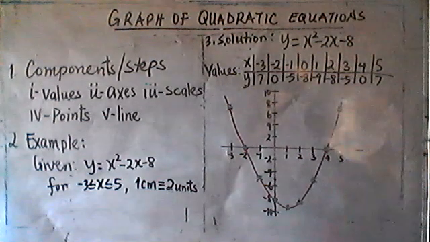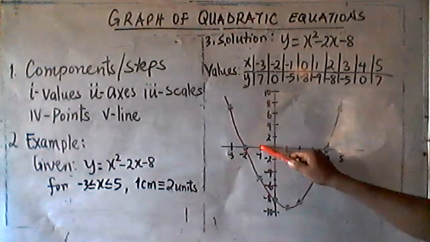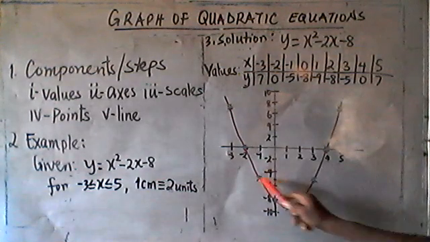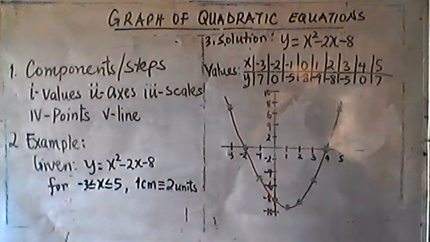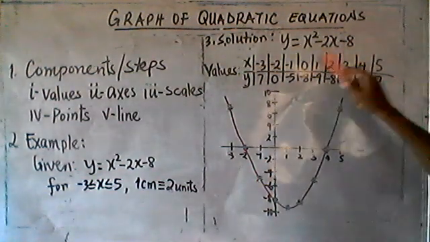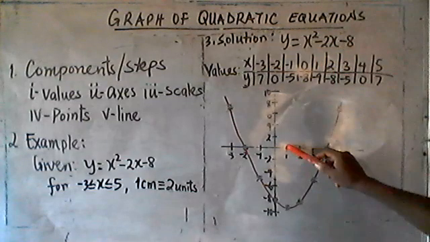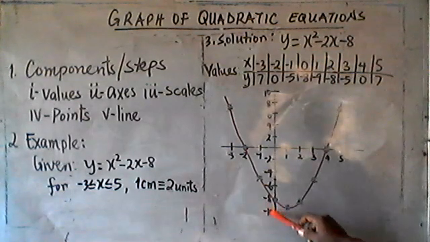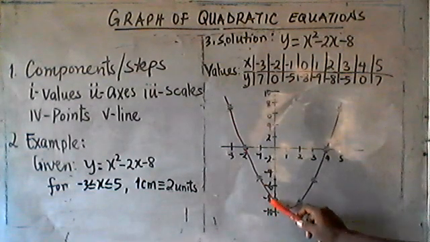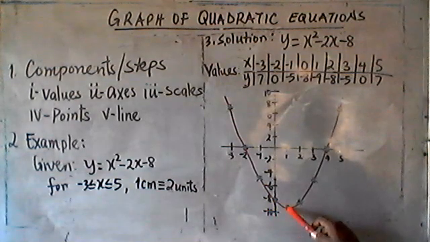Minus 1 and minus 5. This is minus 1, minus 5 is here. They meet at this point. 1 and minus 9. Of course, minus 9 is between minus 8 and minus 10. They meet here.